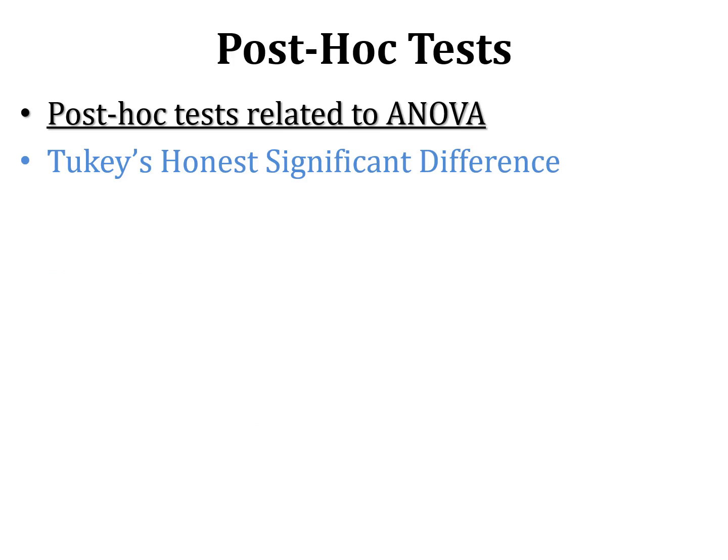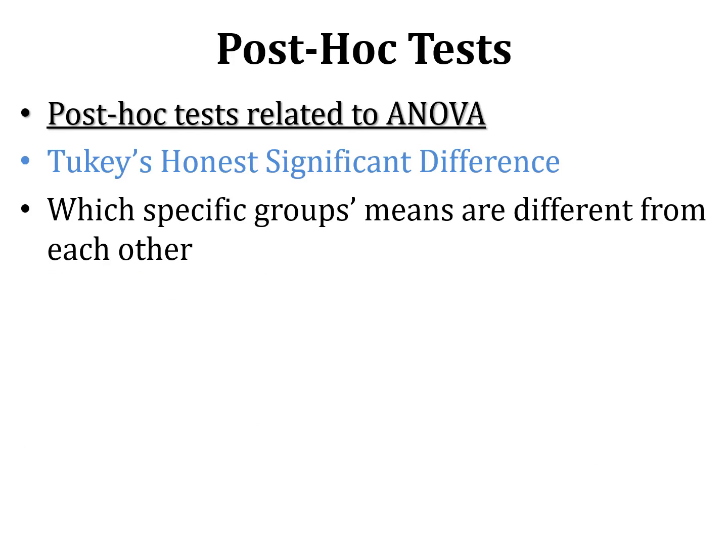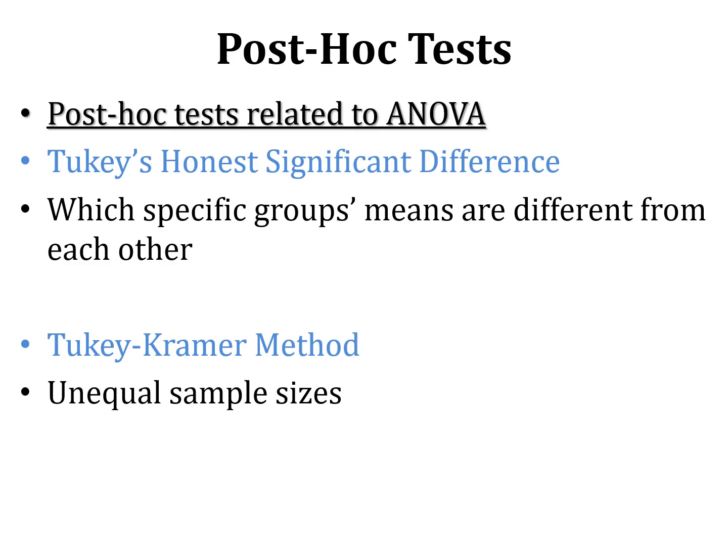Then we have Tukey's honest significant difference, and it tells us which specific group means are different from each other. And then we have the Tukey-Kramer method, and this is used when you have unequal sample sizes, right? So when you have unequal sample sizes, then the Tukey-Kramer can be used instead of Tukey's honest significant difference.